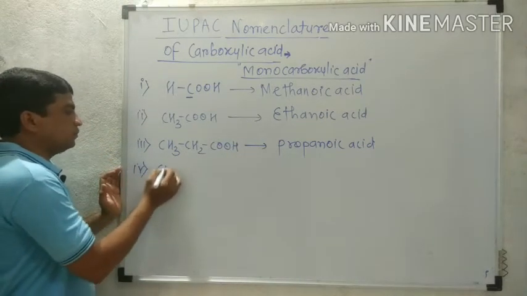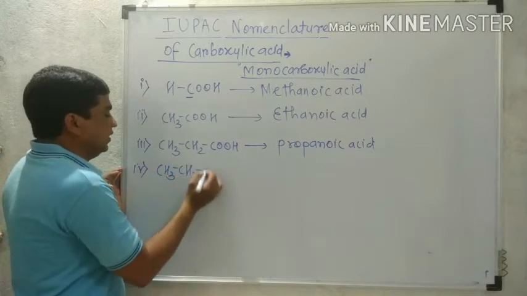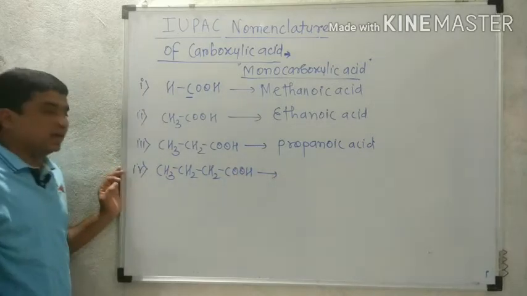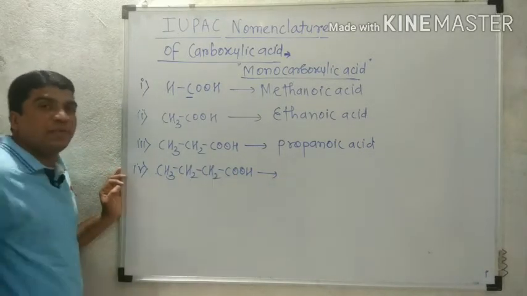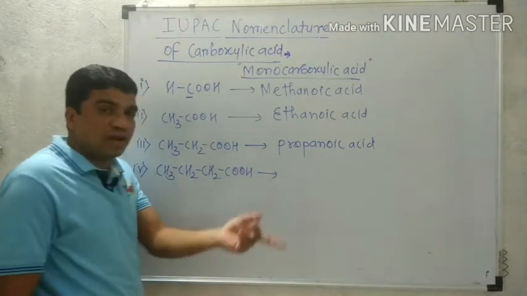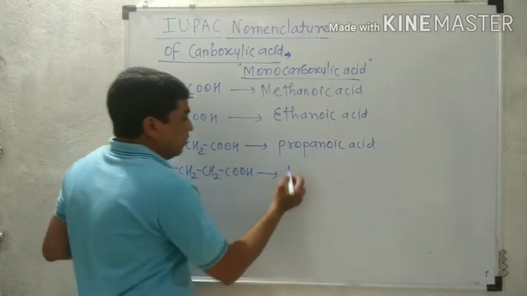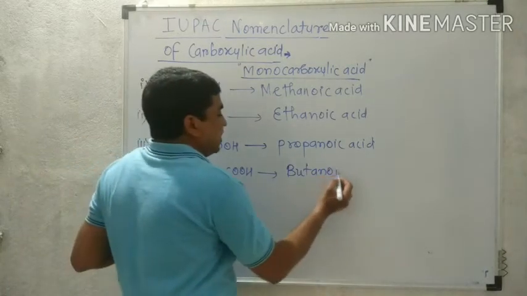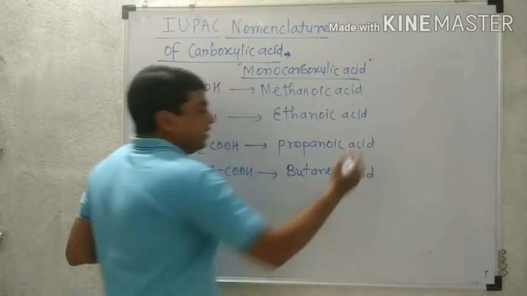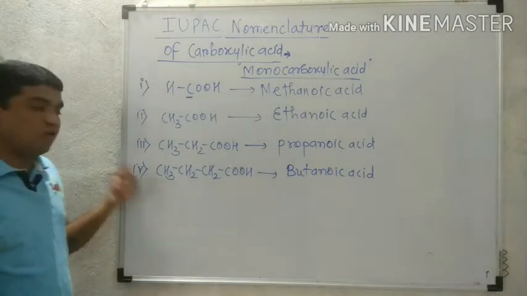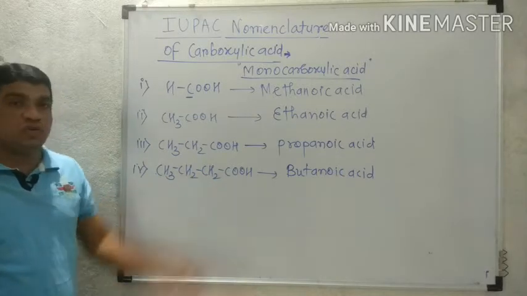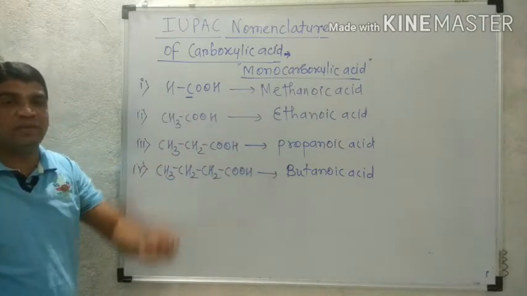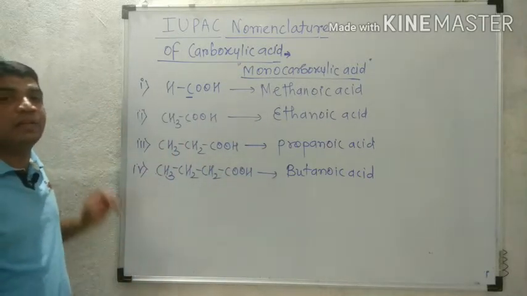Now, next example, CH3CH2CH2COOH. How many carbons are in this chain again? 1, 2, 3, 4. It means it is a derivative of butane, because butane is the 4-carbon alkane. By replacing the ending E of butane, what remains? Butan. By adding OIC acid, it is butanoic acid in the IUPAC name. In the common name, CH3CH2CH2COOH is n-butyric acid. But in IUPAC, it is butanoic acid because it contains 4 carbons. It is a derivative of butane.